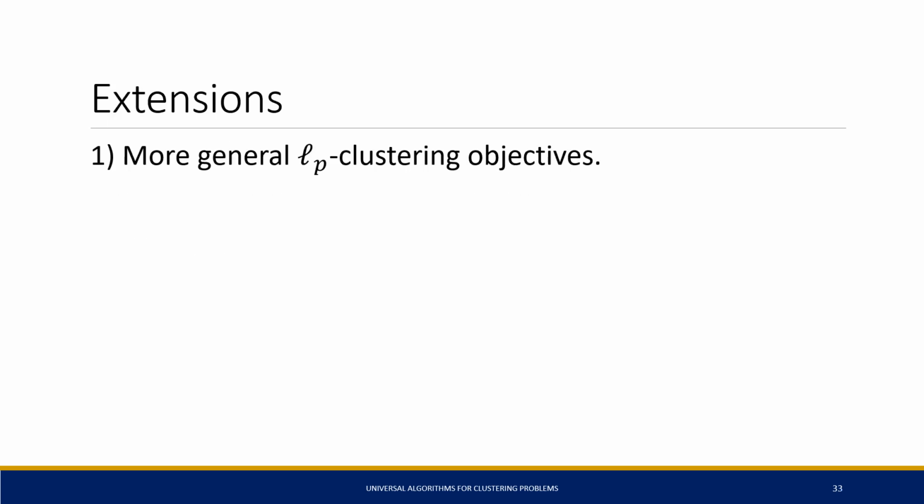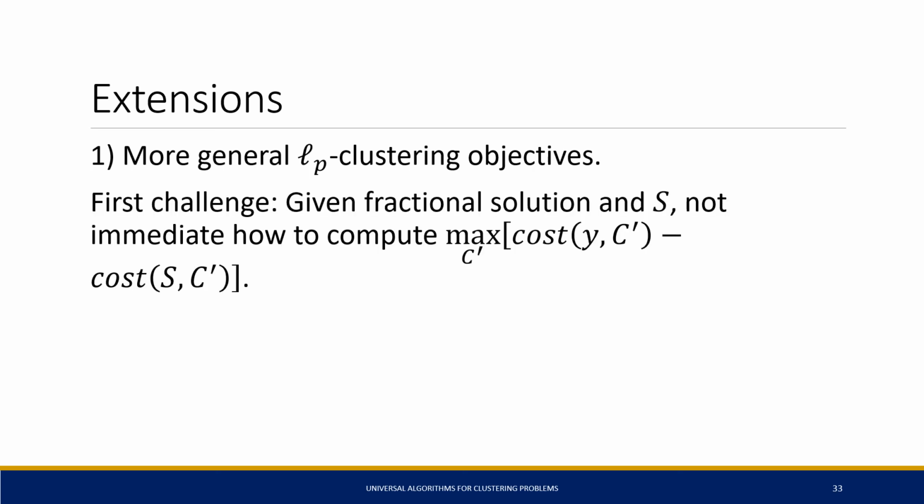So the first extension we consider is when the cost function is not the k-median objective, but more generally the Lp norm of the connection costs. So the first challenge that arises is even for something like k-means, if we're given a fractional solution in S, it's not clear how to compute the set of clients that maximizes the regret of Y with respect to S.